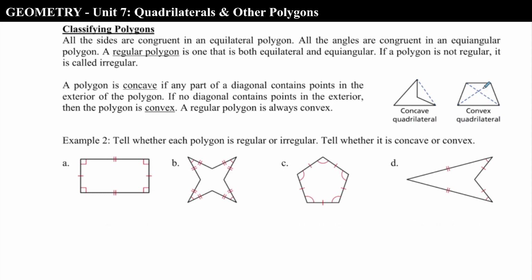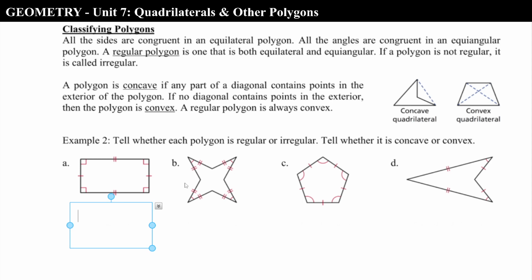So here's an example of a convex quadrilateral. We have drawn all the diagonals and they are all on the inside, so therefore it is convex. So a regular polygon is always convex. So let's take that information and do example 2. We want to tell whether each polygon is regular or irregular and tell whether it is concave or convex.